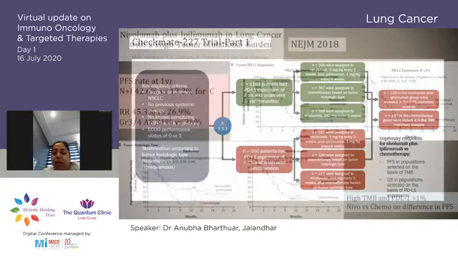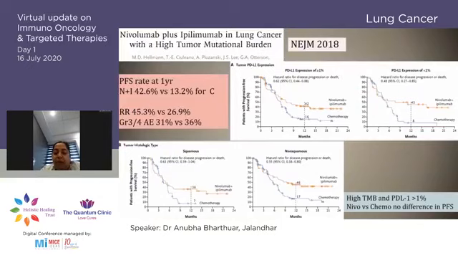So the first results that were published were the combination of nivo plus ipi in patients with a high tumor mutational burden. We know that patients who have a TMB more than 10 per megabase appear to have improved results with this combination. The progression-free survival at 1 year was 42% in the combination arm versus 13% for chemotherapy alone, with a higher response rate and not an increased rate of grade 3 or grade 4 toxicity.